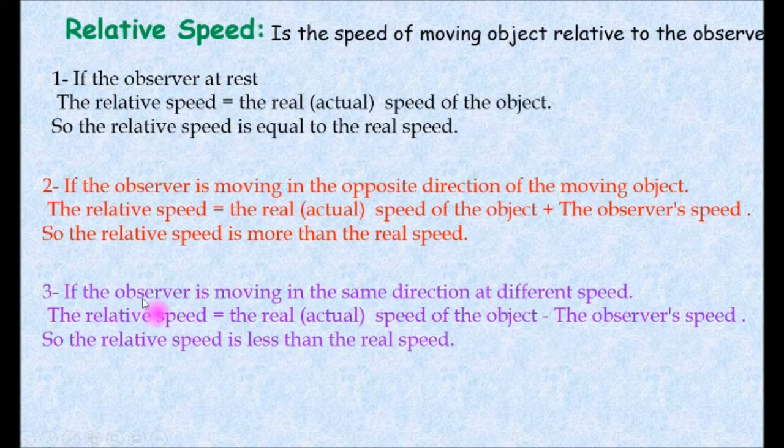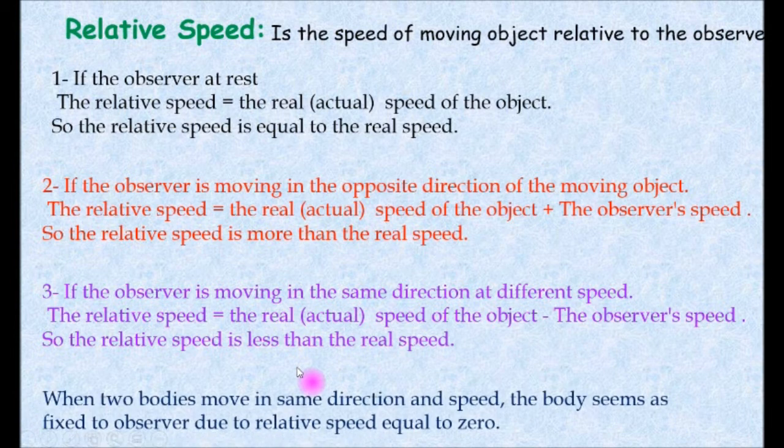Here in this case, if they are at different speeds, the relative speed will be less than the real speed, because the relative speed is the difference between the two speeds. As we said, when the two bodies move in the same direction and at the same speed, the body seems fixed, or doesn't move, or stopped according to the observer, due to the relative speed equal 0. Let's see this video.